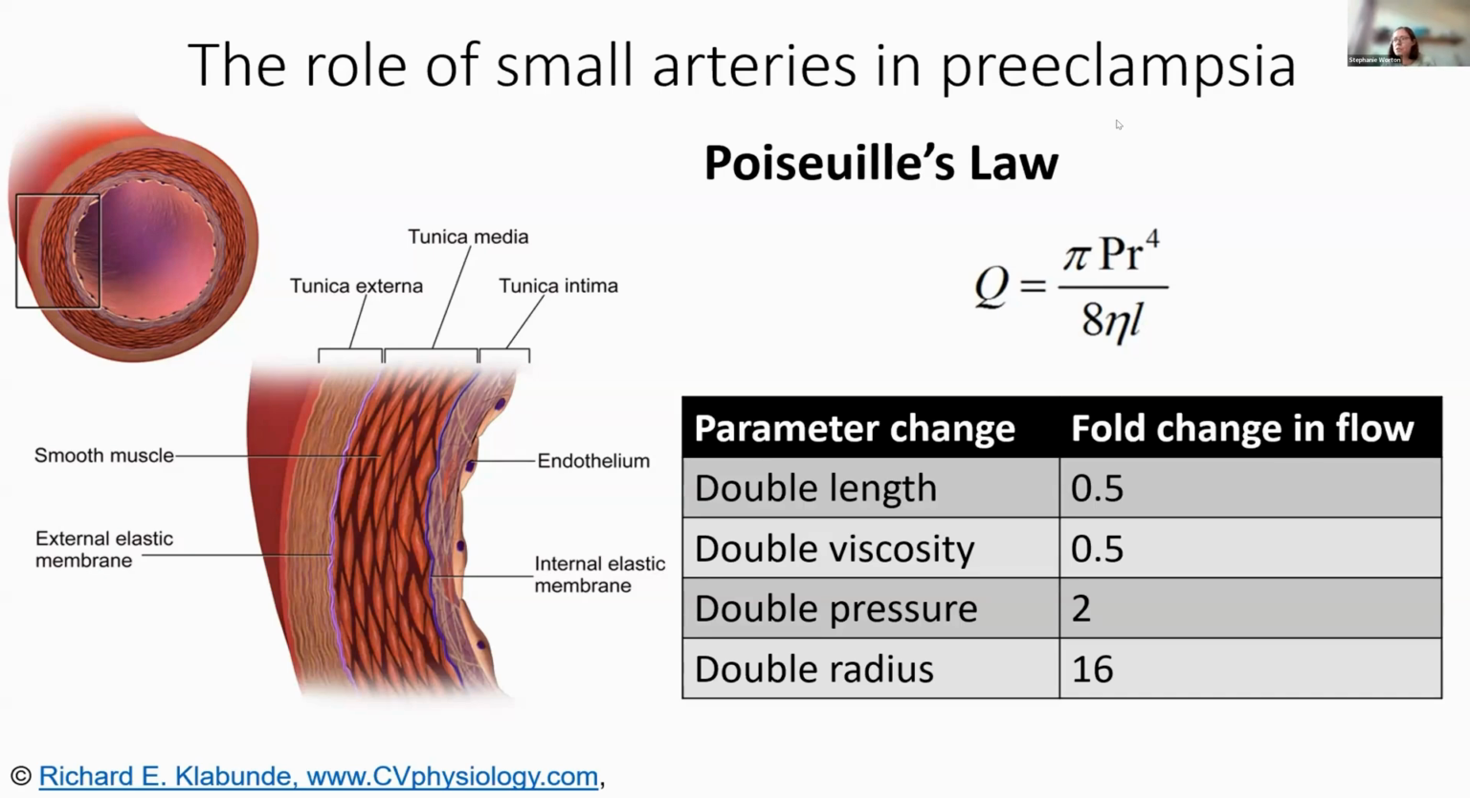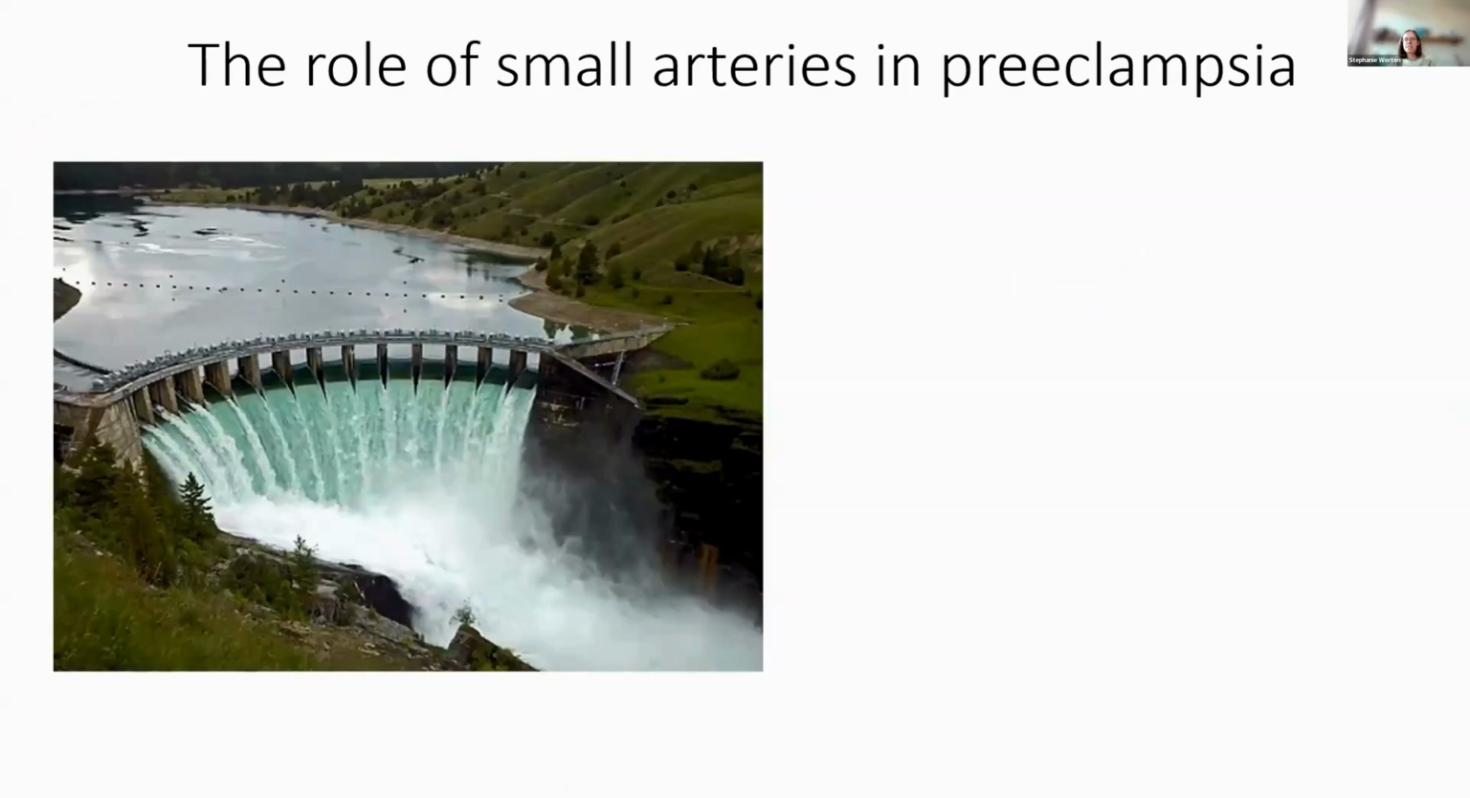But I spend my time studying small myogenic arteries because they hold a really crucial role. They are the key to perfusion because they can alter their diameter to control flow. Poiseuille's law here, Q, shows us how important radius is in determining flow. And what's more important is that there are lots of them. So a small change in the diameter of small arteries has a really potent impact on organ perfusion and vascular flow.